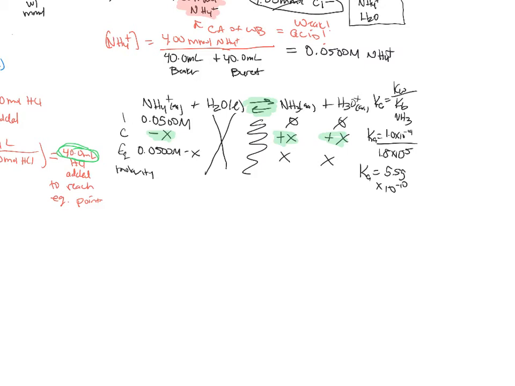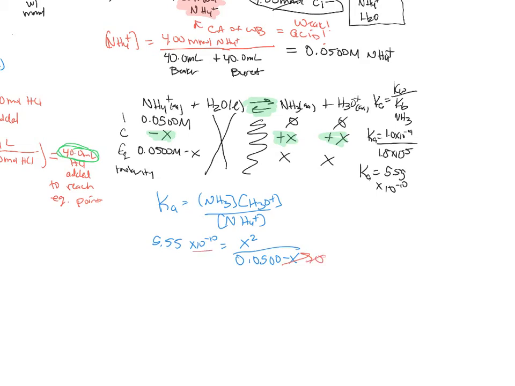Okay, so I'm going to use my K value to solve for x. So I know that my Ka value is going to be NH3 times hydronium divided by NH4 plus. So I have 5.55 times 10 to the negative 10th equals x times x, which is x squared, divided by 0.0500 minus x. Going to assume that x is small, which will be the case because our K is very, very small. And now I can quickly solve for x.